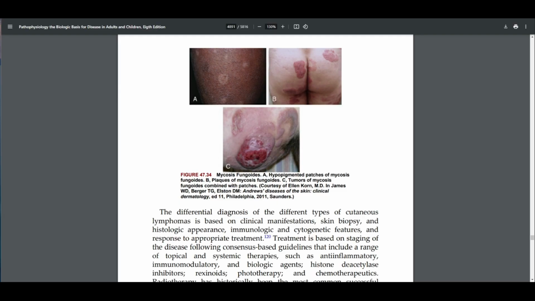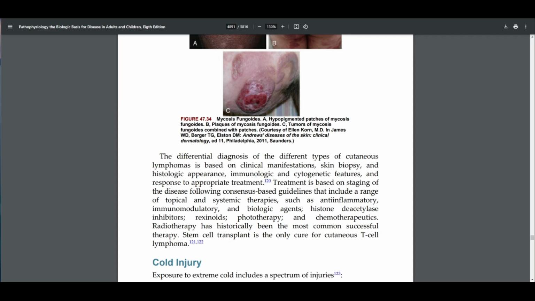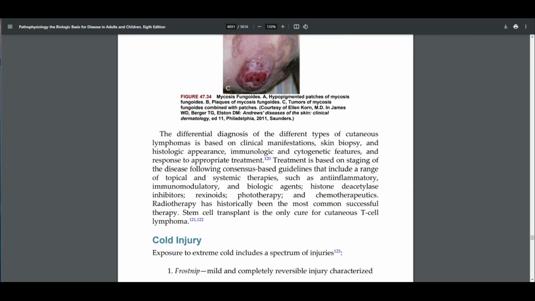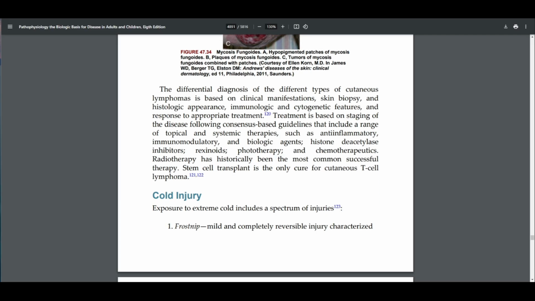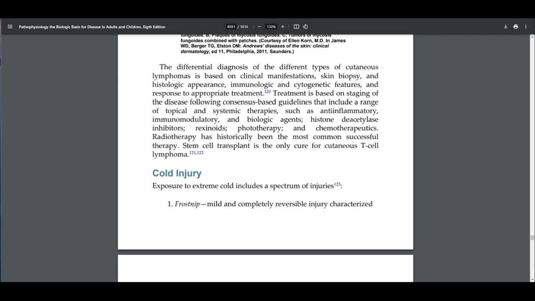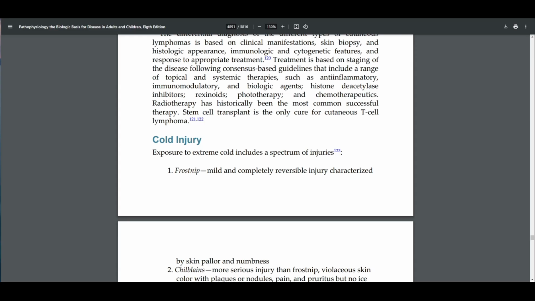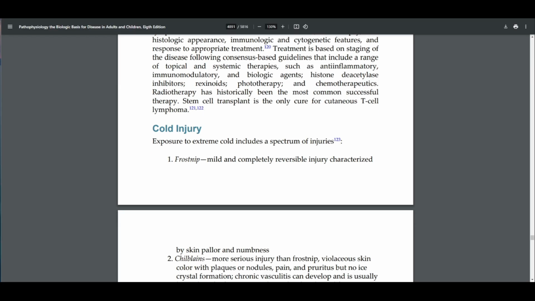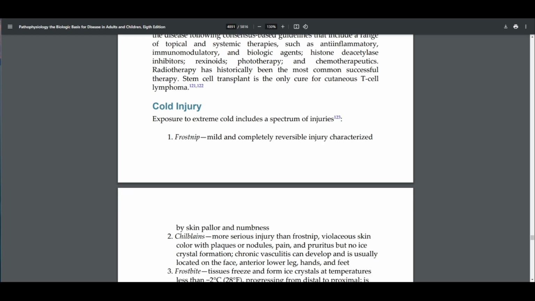The differential diagnosis of the different types of cutaneous lymphomas is based on the clinical manifestations, skin biopsy and histology appearance, immunologic and cytogenetic features, and response to appropriate treatment. Treatment is based on staging of the disease, following consensus-based guidelines that include a range of topical and systemic therapies, such as anti-inflammatory, immunomodulatory, and biologic agents, histone deacetylase inhibitors, rexinoids, phototherapy, and chemotherapeutics.